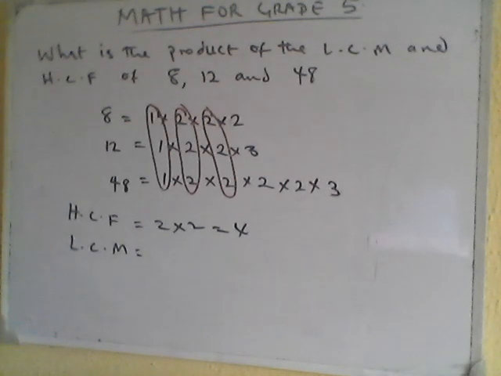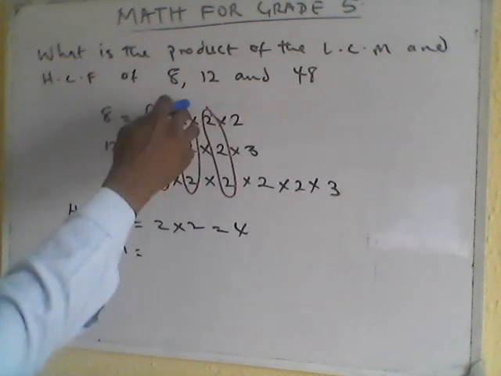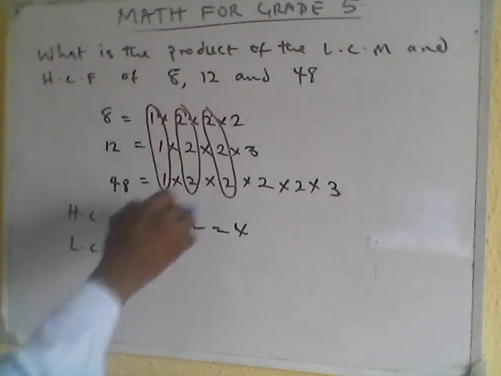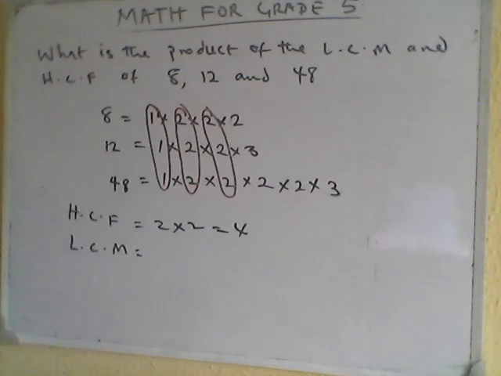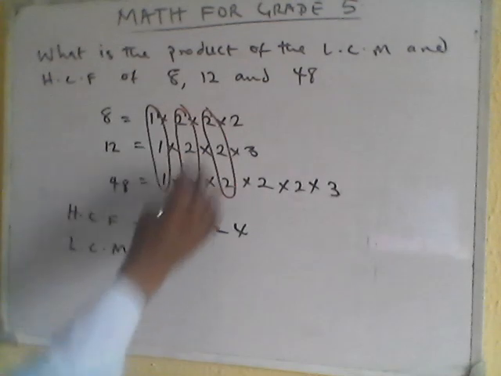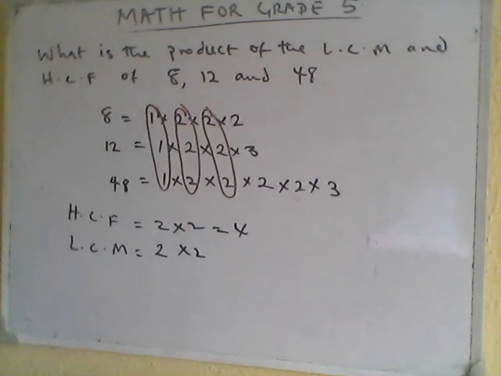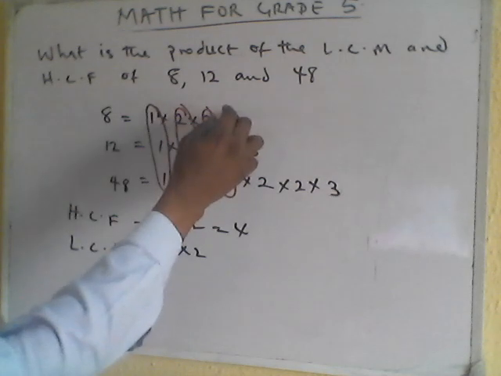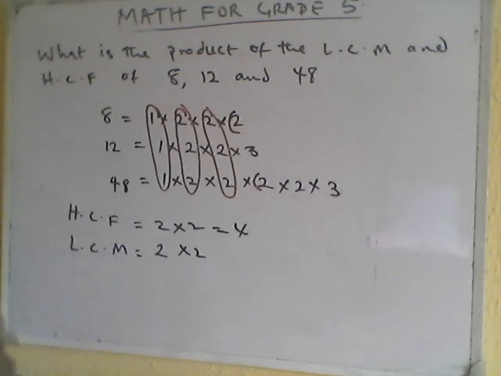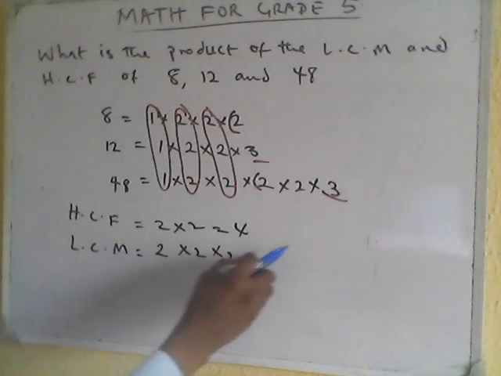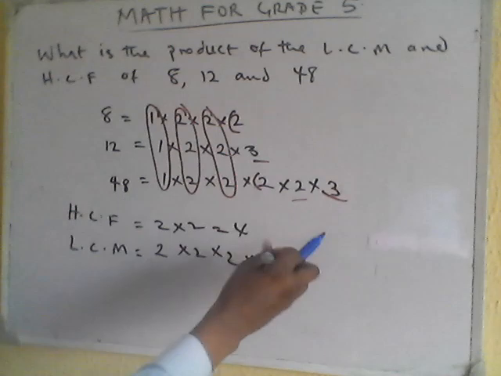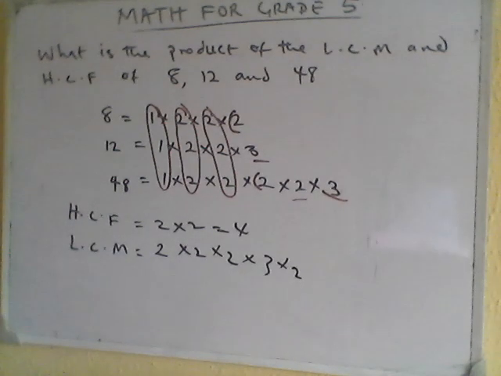Okay, so for the LCM, again, let me redo this. You group by the common ones. So I have this first common one here as 2, then times 2. Then you take the next common ones. I have this and this as common, so I take one of it as 2. I have this and this as common, I take one of it as 3. And there's an uncommon one here, then 2. So by the time I do the multiplication, this will give me 48.